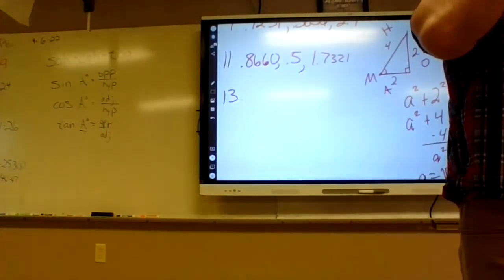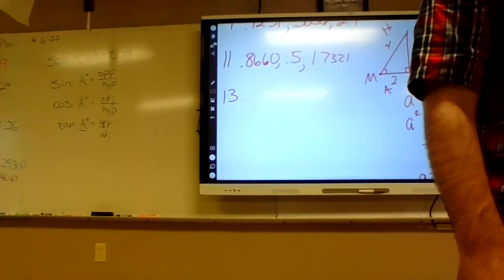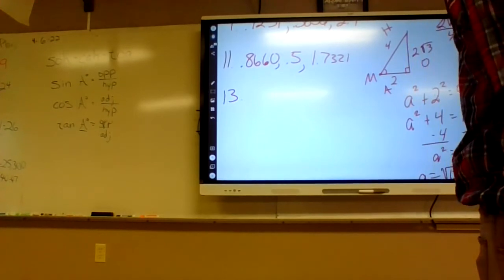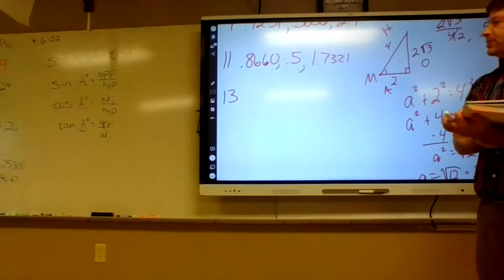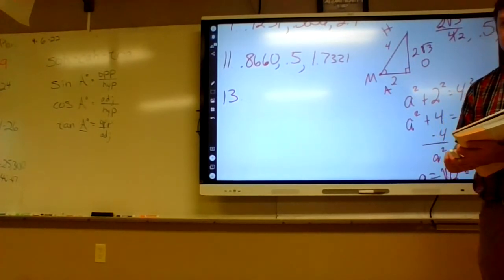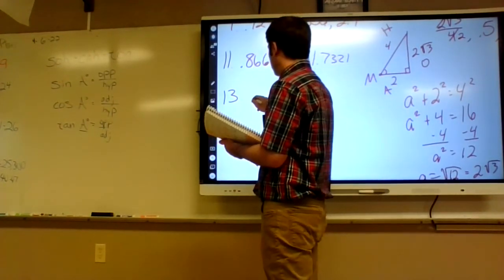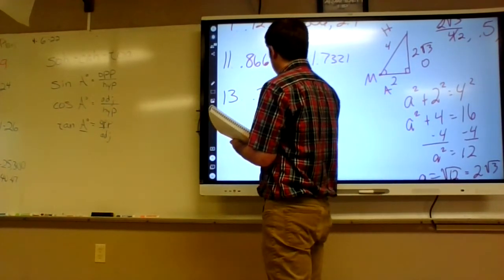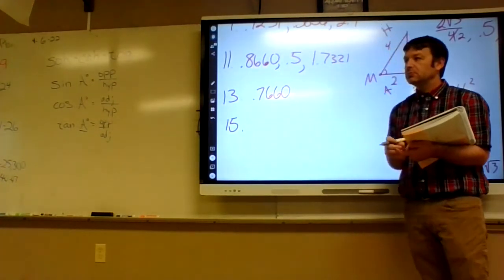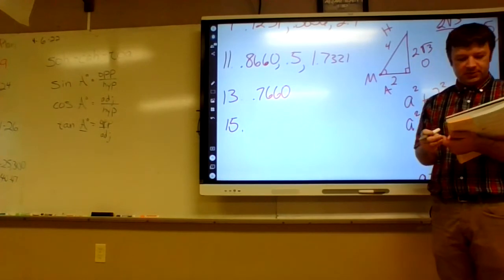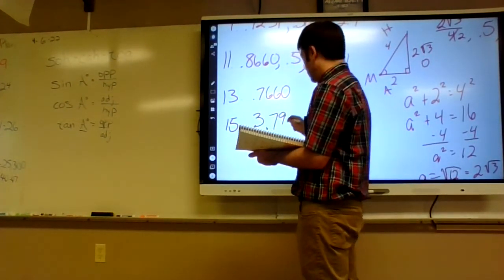Number 13. Use a calculator to find a decimal approximation to 4 decimal places. These are pretty easy except until you get to 17 and 18. Then you gotta wait till I get there. Number 15. Has anybody plugged that one in yet? I'm at 13. 0.7660, these are easy peasy. Okay, 15, Gracie, you plugged that one in already? 3.7983.